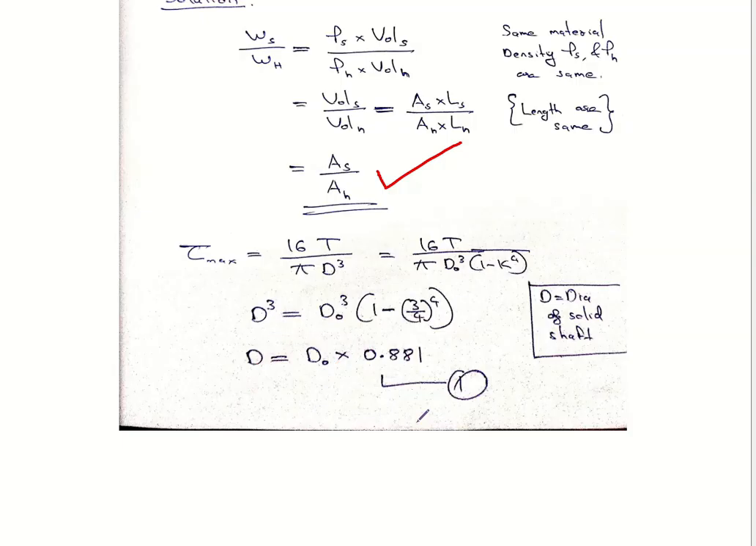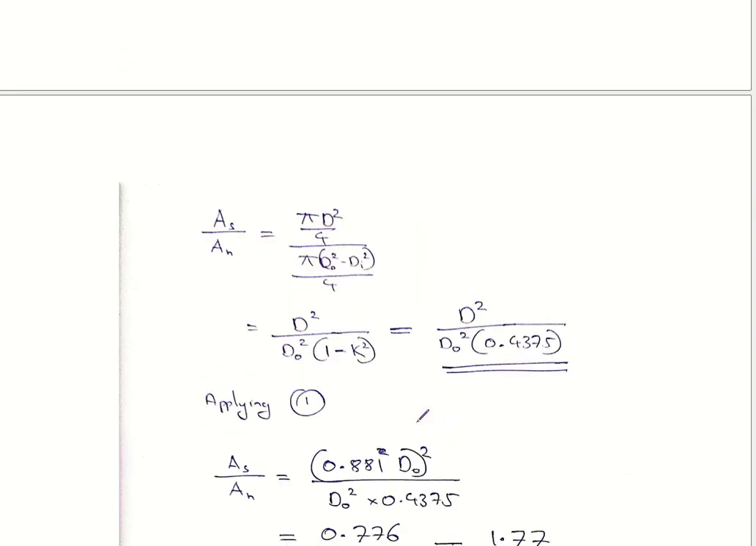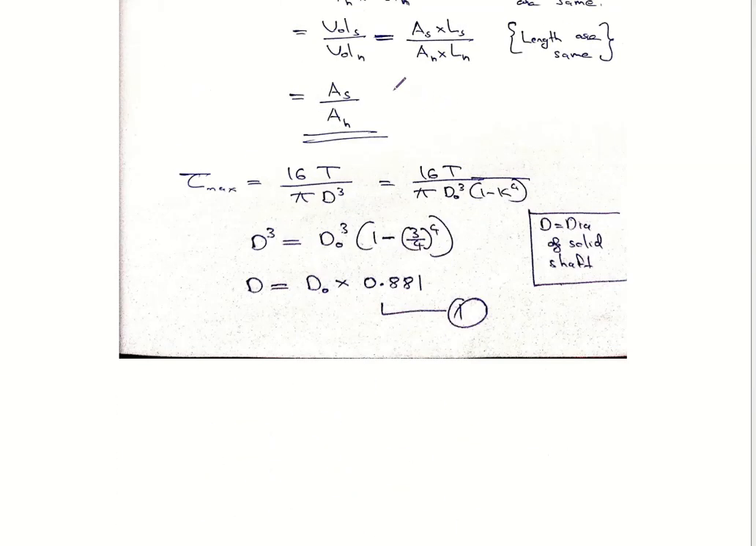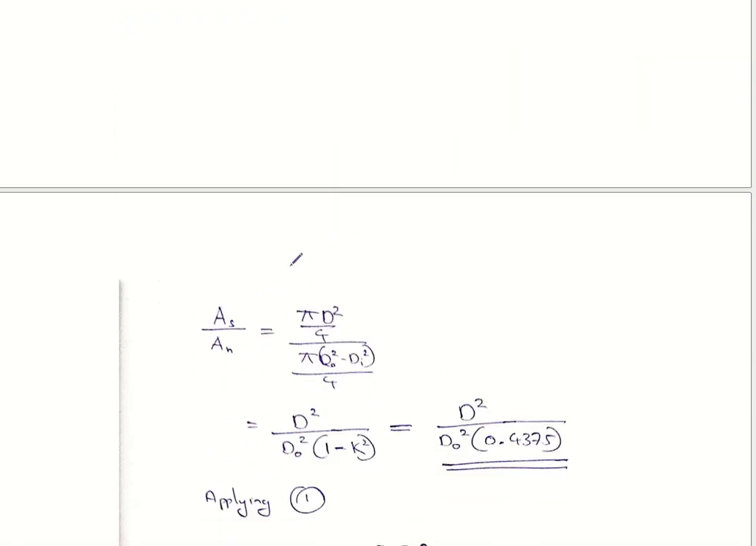With that relation in mind, we can move on to the initial. That is, we are asked to find this value. Let us look into that. So what is actually As by Ah? You can substitute the expression for area. For a solid shaft, it is pi d square by 4. For a hollow shaft, it is pi (Do square minus Di square) by 4.